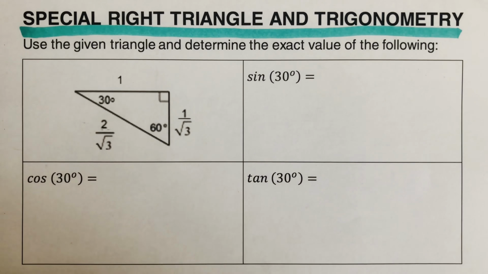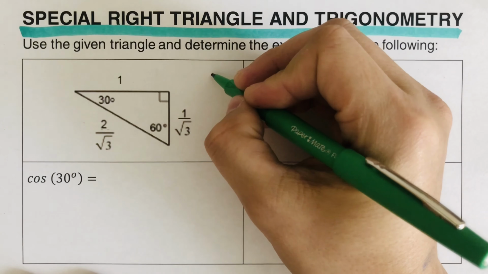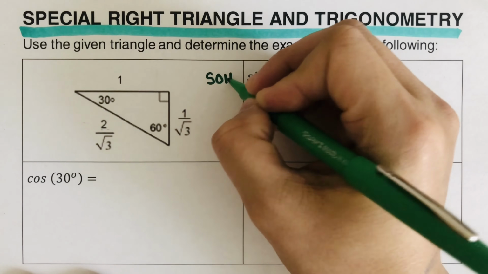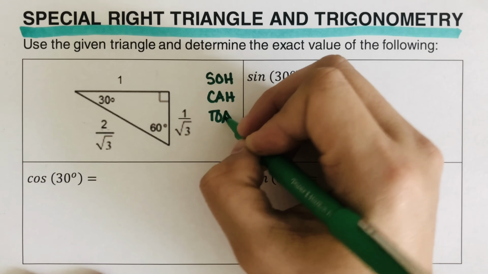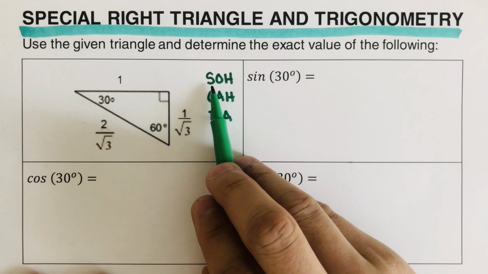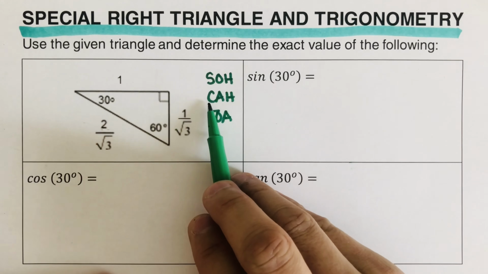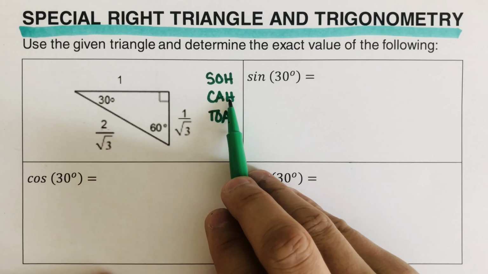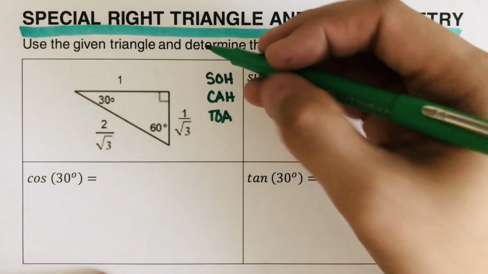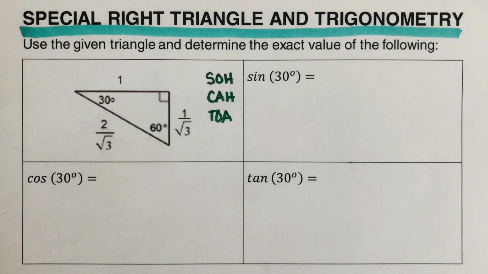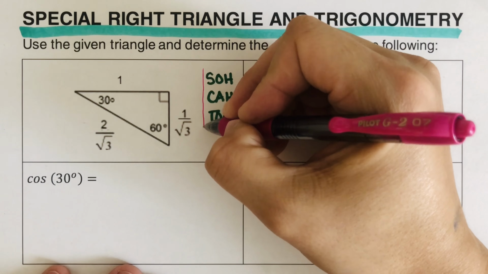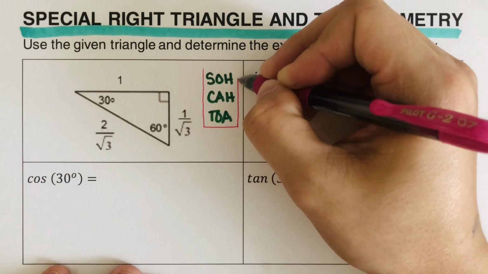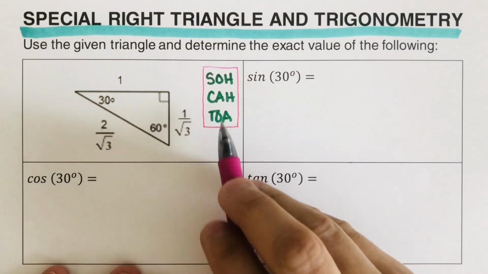So there was an acronym given. The acronym was SOHCAHTOA. It means that sine is equal to opposite over hypotenuse, cosine is adjacent over hypotenuse, and tangent is opposite over adjacent. We have a separate video for this, so I would encourage you to go back to it if you have forgotten.